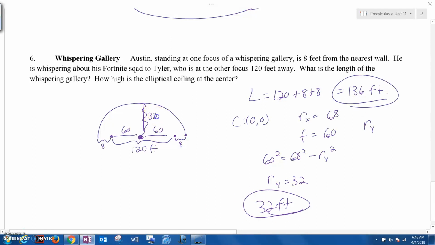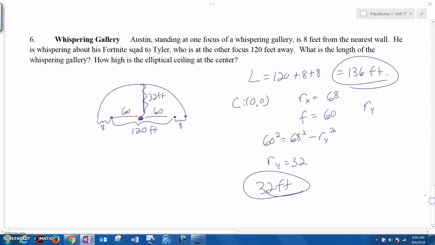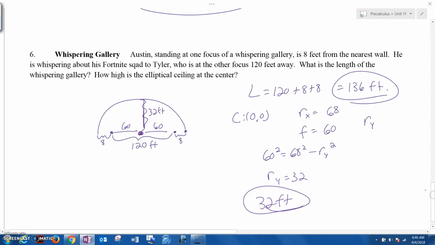So I just found that this is 32 feet up here. And that's it. That's how you can use the properties of ellipses to answer all these problems. Okay? You didn't even have to write an equation for this one. You just needed to find the pieces and answer the questions that were necessary. So, alright, those are ellipses. I will see you next time.